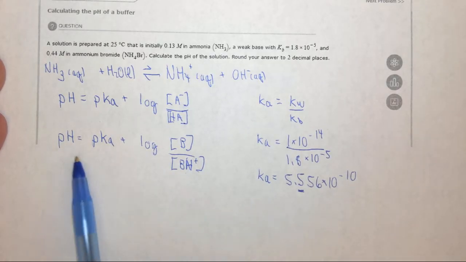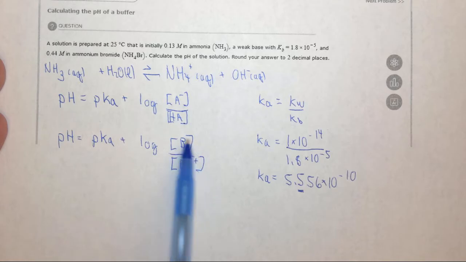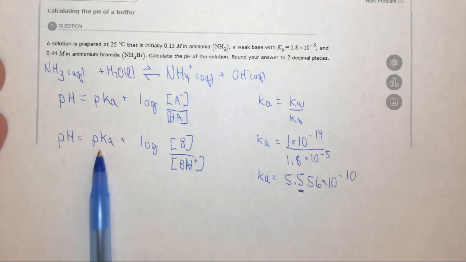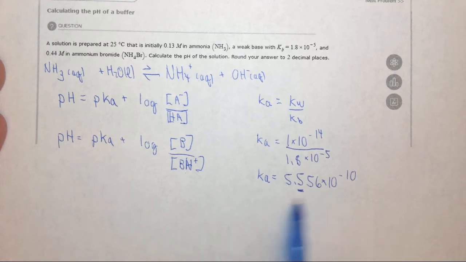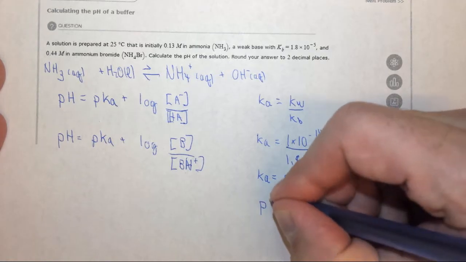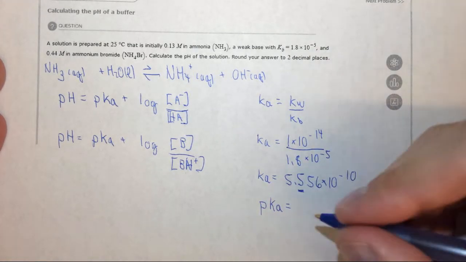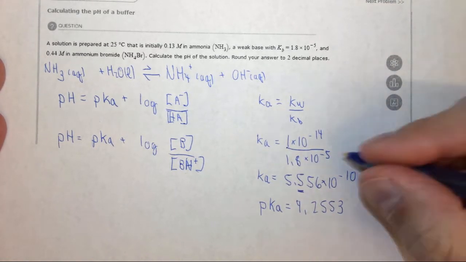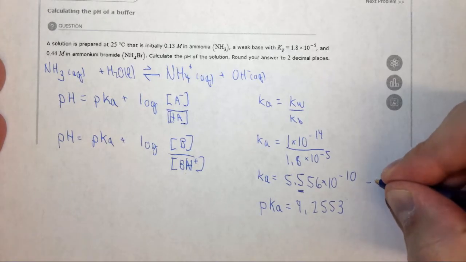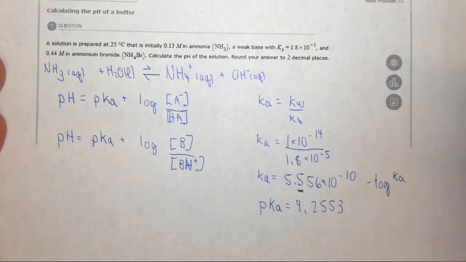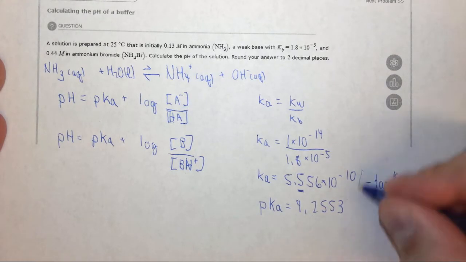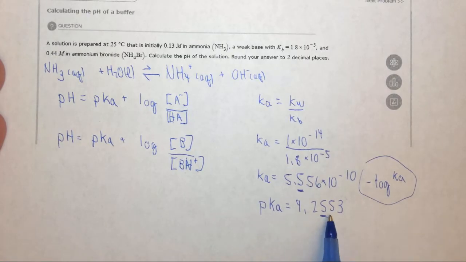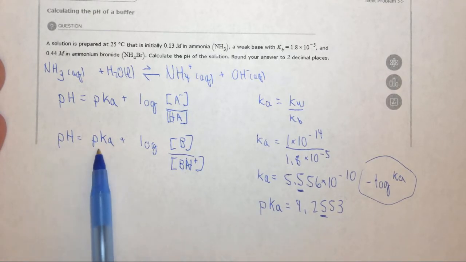But we don't want to plug the Ka into our Henderson-Hasselbalch equation for the base. What we basically want to do is plug in the pKa. Well, the pKa is the negative log of the Ka. So we want to take the negative log of this. And when you do that, you find that the pKa equals 9.2553. Just so you know what I just did, I took the negative log of the Ka in the calculator to find the pKa. So that's the formula that I did, and here are the significant figures. So now we know the pKa.